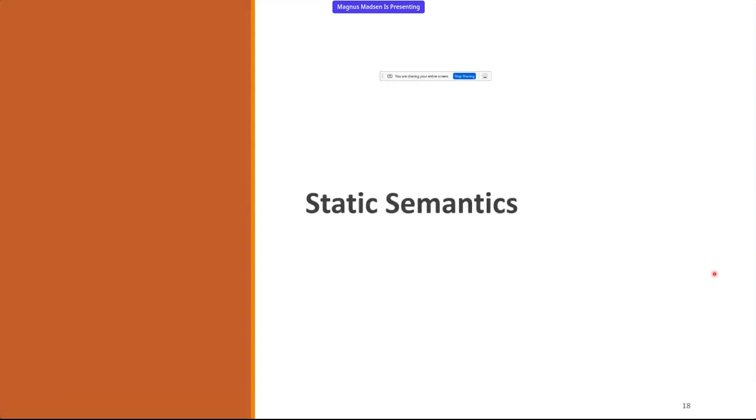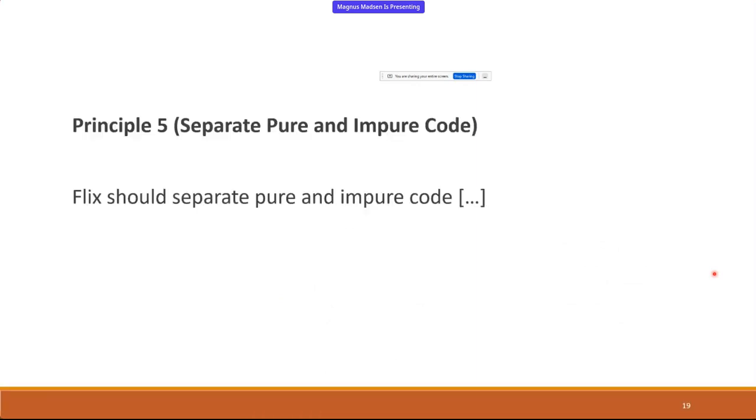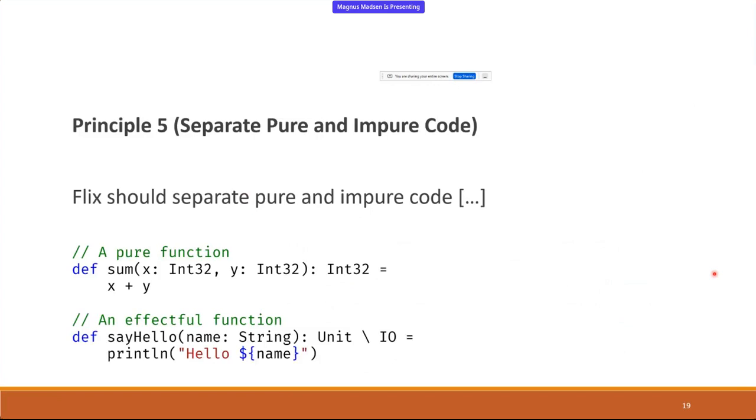Okay, let's talk about the static semantics. So one very important principle we have is that Flix should separate pure and impure code. So this means that if you're a functional programmer and you write pure code, well, the language should know that and support that. And you should be able to trust that if something is said to be pure, it behaves as pure code.